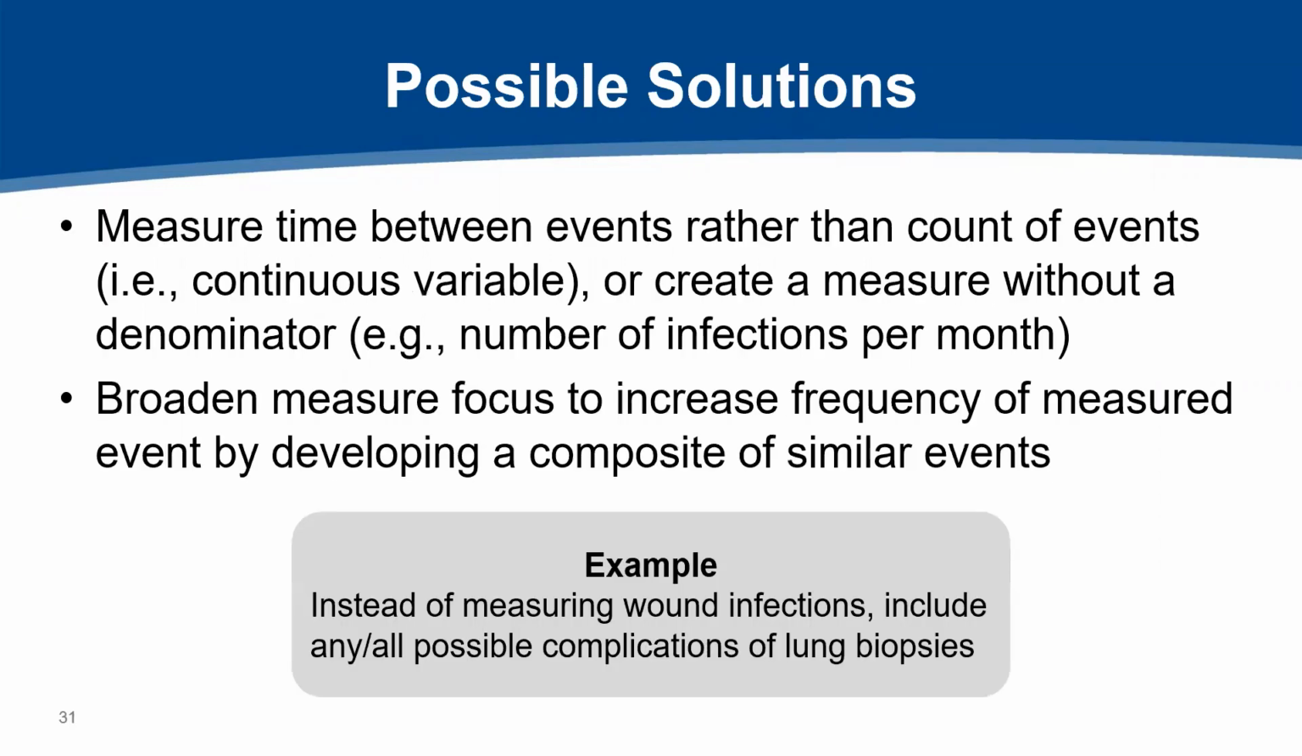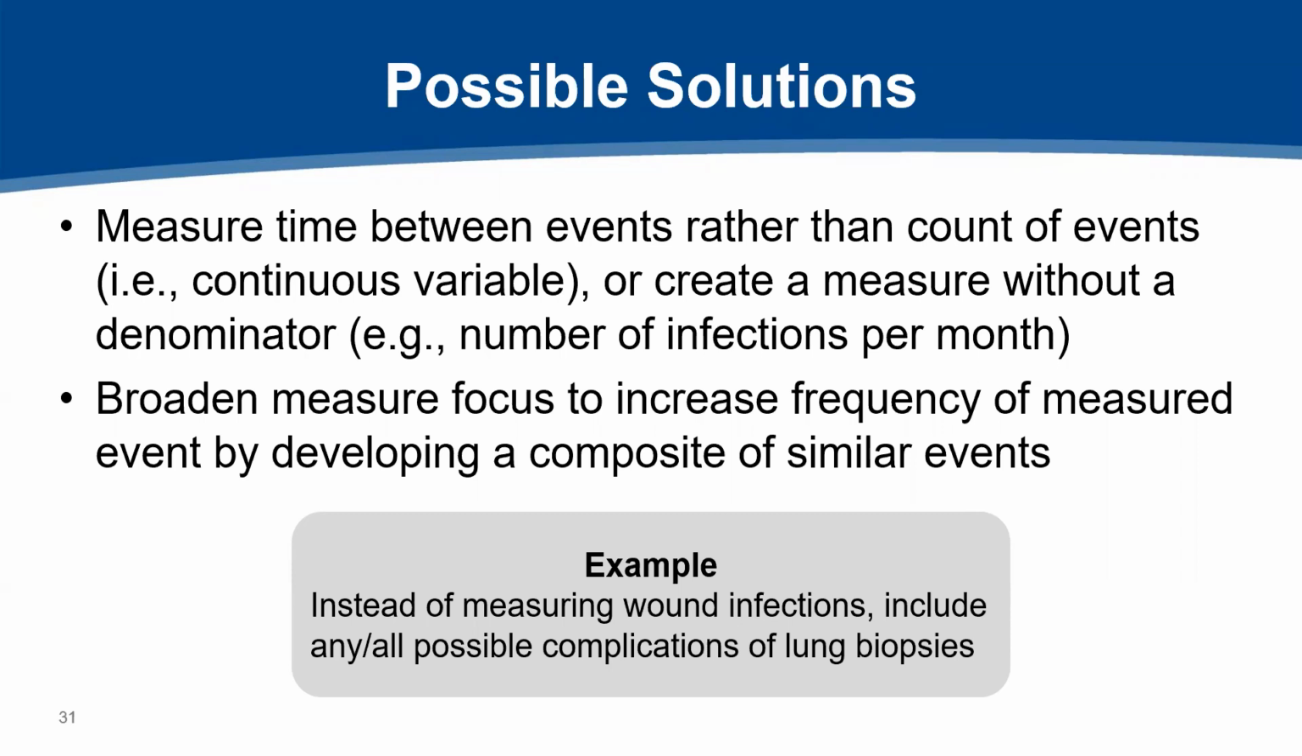In addition to those two more statistical methods, there are some approaches to dealing with low frequency events that involve modifying measure specifications. For example, you may consider measuring the time between events rather than a count of the events. So that would mean creation of a continuous variable measure. Or you can create a measure without a denominator. For example, you could create a rate measure, such as the number of infections per month.